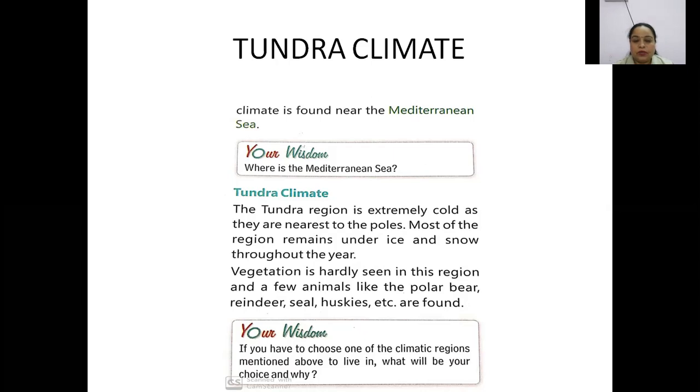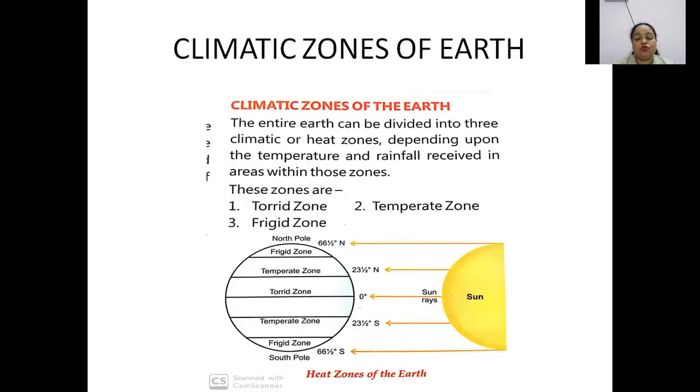Okay. Now, the next is the climatic zones of the earth. Now we will study about the climatic zones of the earth. The entire earth is divided into 3 climatic heat zones, depending upon the temperature and rainfall received in those areas. Can you see this diagram? So we divide the zones into torrid zone, temperate zone and frigid zone. Okay, please remember this. This is also there for your next class.